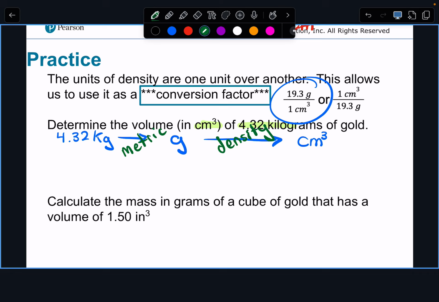So once you're ready with this, we can do the problem now. I'm not going to put the numbers in yet. I'm just going to put the units in so you can see how it's similar to the unit route that I have above.